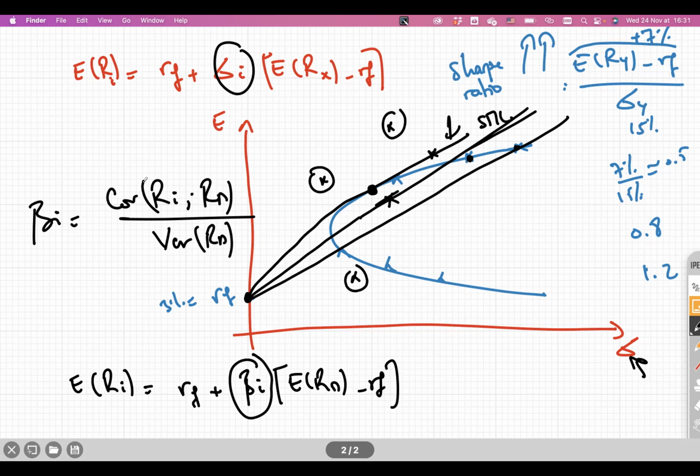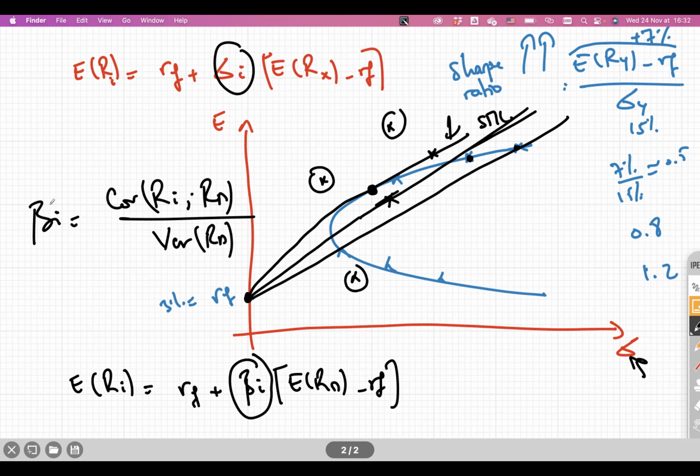See the beta I here? It measures the sensitivity of the stock to any movement in the market risk. I have here the covariance of RI and RM. The covariance measures the interaction between the stock and the market, divided by the total risk of the market. Every time beta I is more than 1, we say that this stock is an aggressive stock, or offensive stock, which means when you invest your money in an aggressive stock, you will amplify the movement of the market.